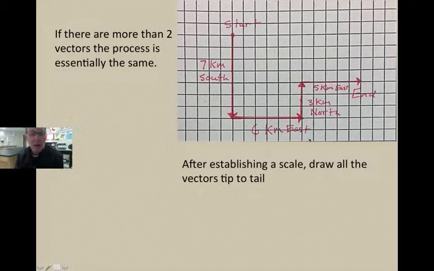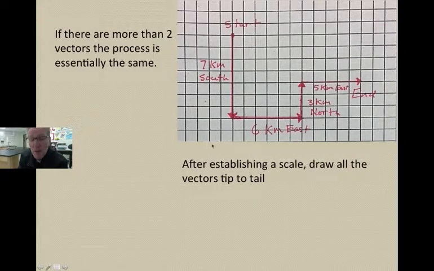Okay, so before I close here, I wanted to show you, and we won't do this completely, I'm going to have you do it on your own. Let's say we have more than 2 vectors. So here I have 4 different vectors. I have 7 kilometers south, and I have 6 kilometers east, then I went 3 kilometers north, and I went 5 kilometers east. So we follow basically the same procedure. Don't let the fact that we have multiple vectors change your procedure.